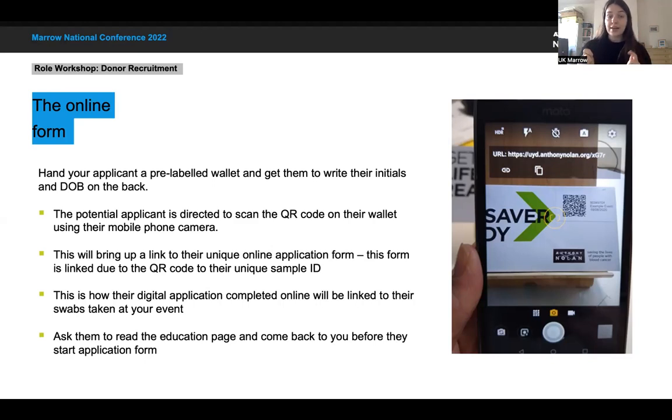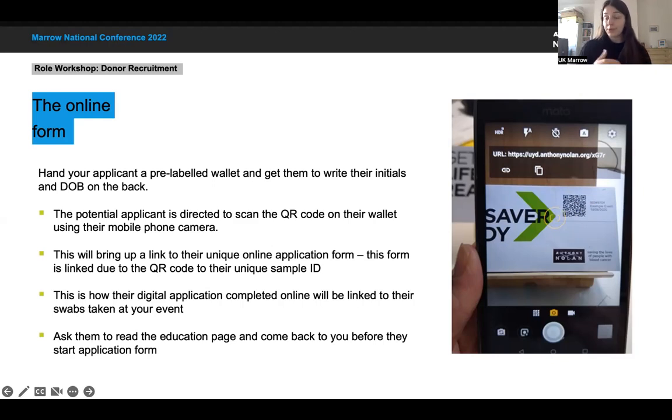The reason we do that is because sometimes people accidentally misplace their wallets, or sometimes you have a group of people signing up and they might swap wallets. But as you remember what we were saying earlier on, once you scan this QR code, the application that you're completing on your phone is linked to this QR code and wallet. So it's really important that your swabs will definitely go in the same wallet that has your application linked to it.